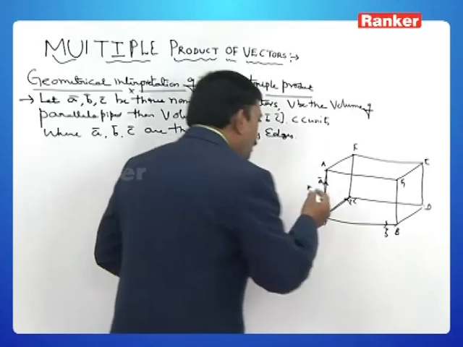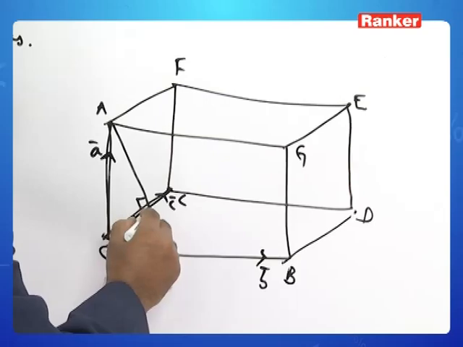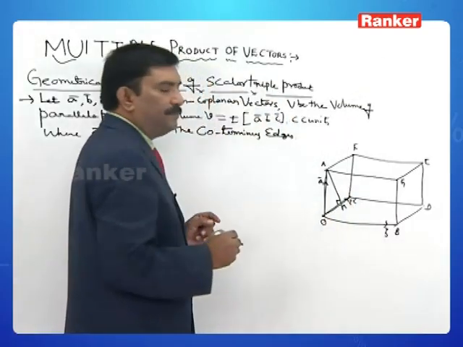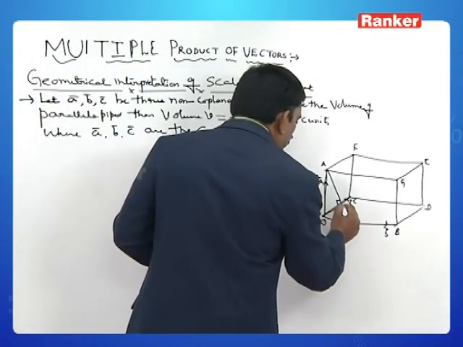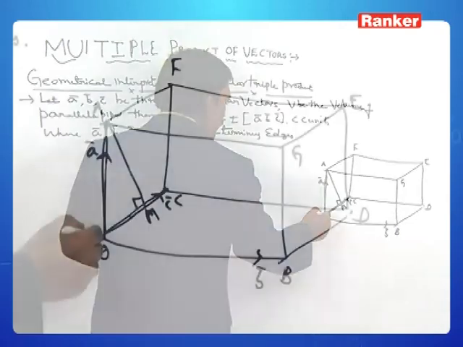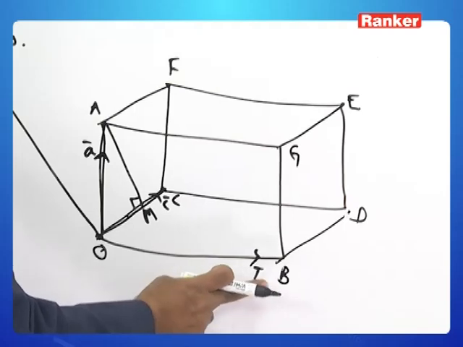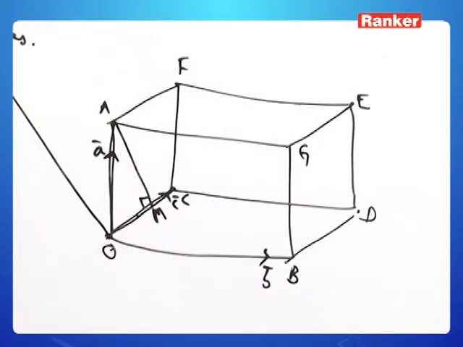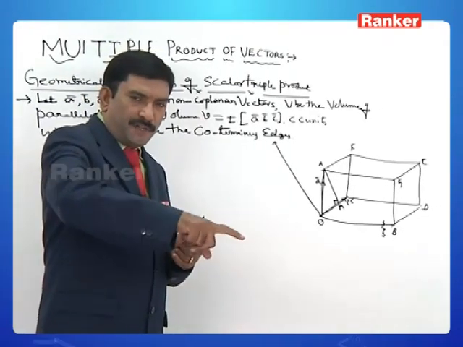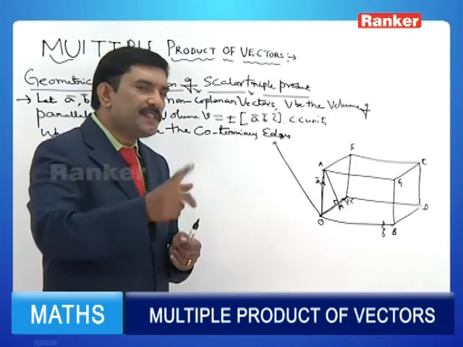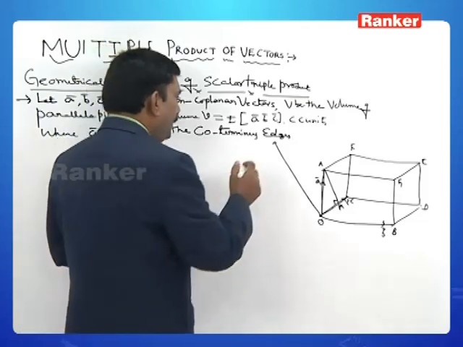Now you draw a perpendicular from A to the side OC, you call this M. Followed? Now, if I define a cross product between B bar and C bar in a right-handed system, I mean, when B is rotated towards C, B cross C is the vector generated along n cap.